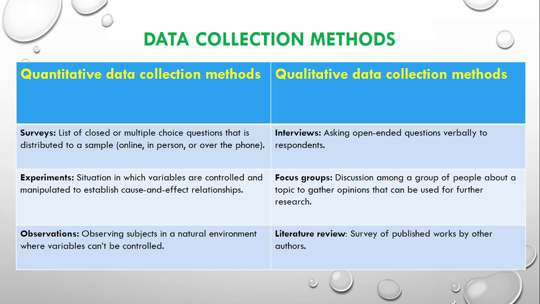Then we have qualitative, right? The qualitative data collection method that is normally used is interviews. With interviews, you can ask open-ended questions verbally to your participants or respondents. Then you also have focus groups, where there is discussion among a group of people about a particular topic that can further enhance a particular research. And of course, the other qualitative data collection method is literature review. Whatever has already been published, right? The documentation, you can always check on that information and make some informed choice. So you can survey published work by other authors. Those are the key data collection methods in qualitative and quantitative research.